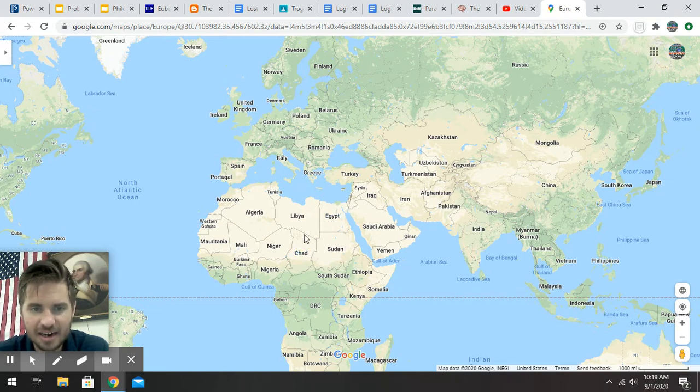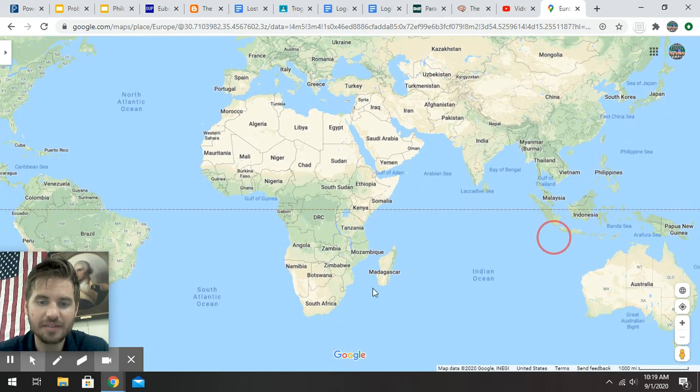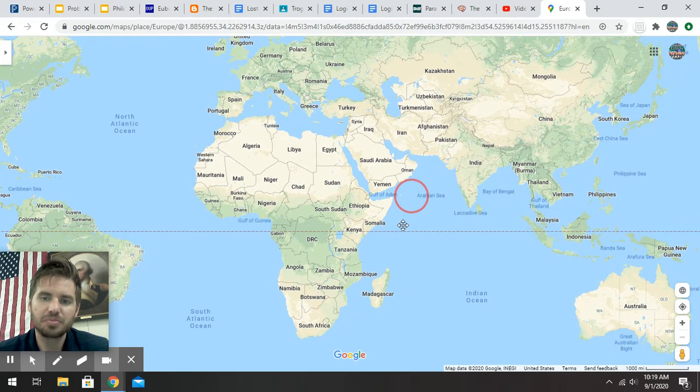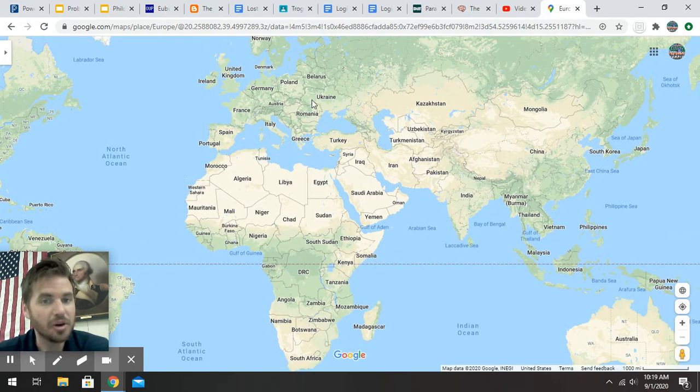So you see that life spread from this area into all parts of Africa and even into the islands surrounding Africa. There are the Canary Islands right here, Madagascar right here. Life spread from there and into Europe.